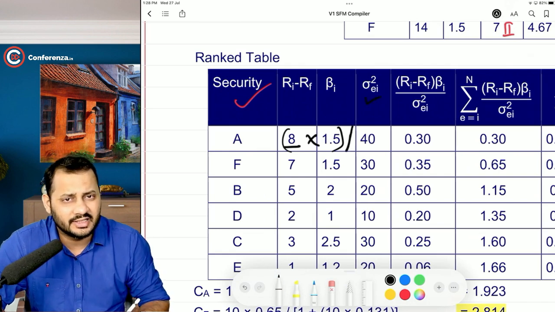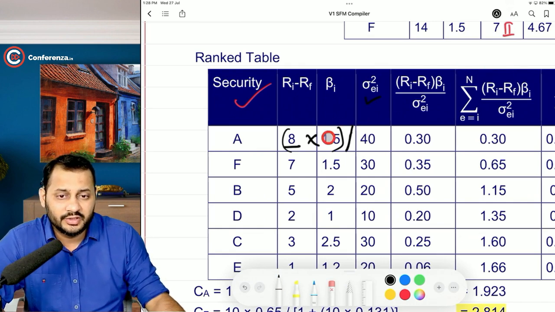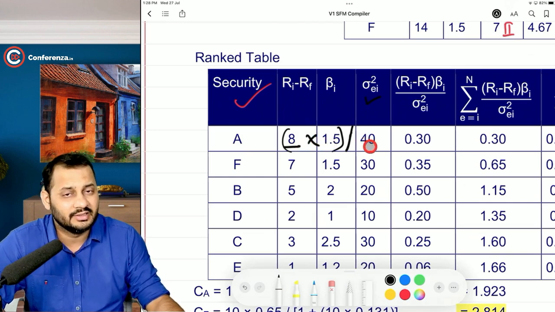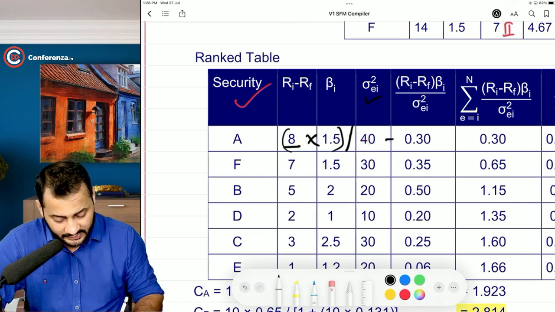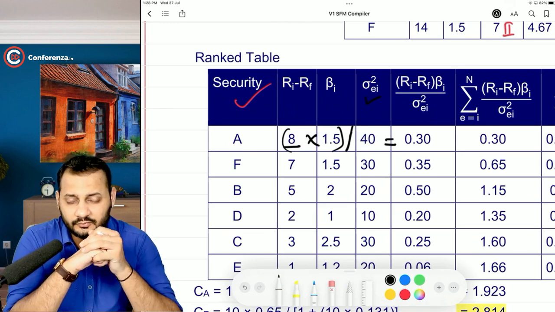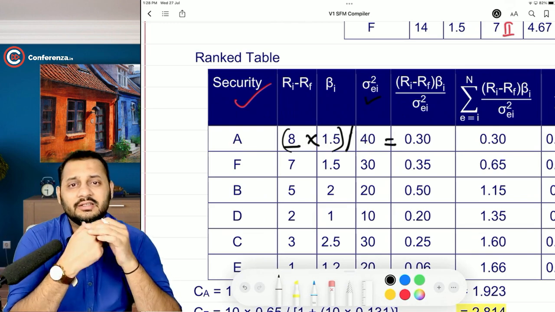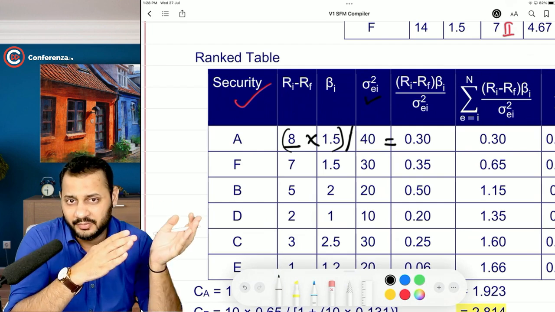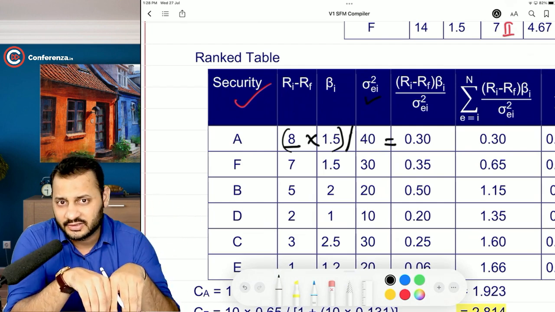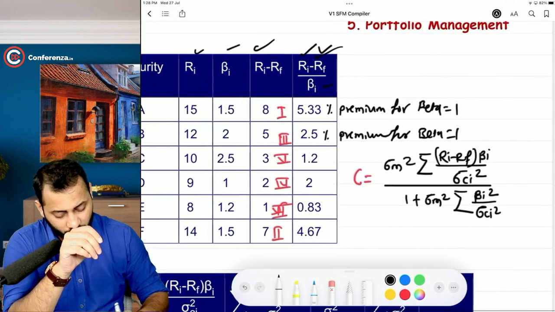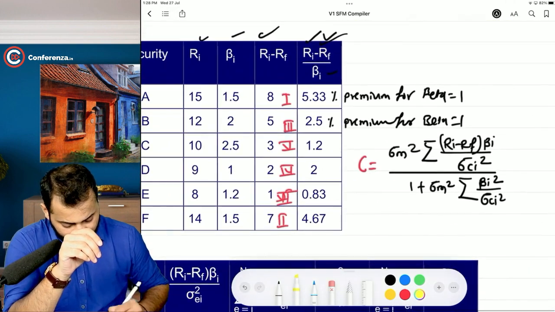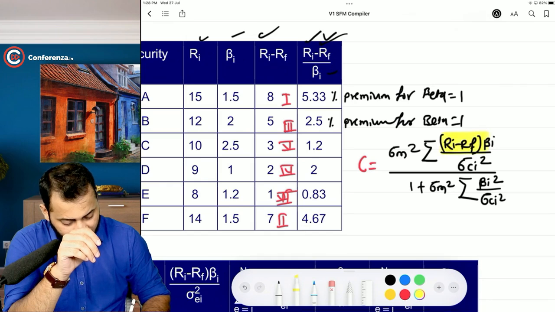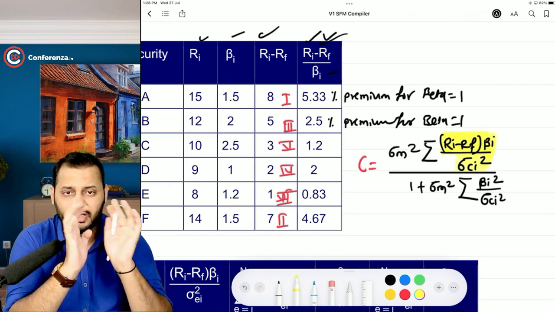That means Ei Ci square, unsystematic variance. So what all you have to do is Ri minus Rf multiplied by beta divided by unsystematic risk variance. You will get this figure. Calculate for all the other securities in the same manner: the premium multiplied by beta divided by unsystematic risk variance. Okay, so you will be completed with this much of the step, the one that I have marked yellow. Okay, you are done with this.